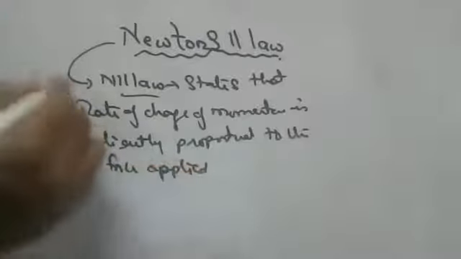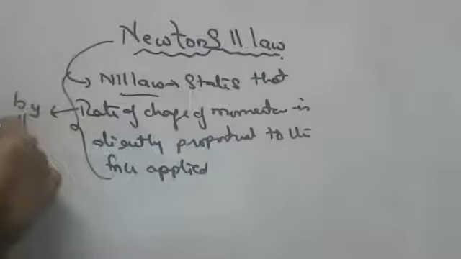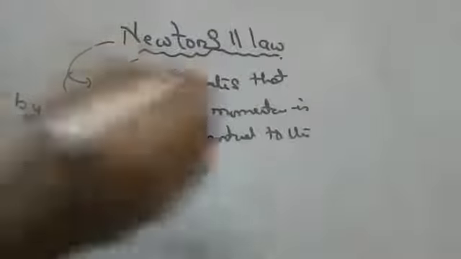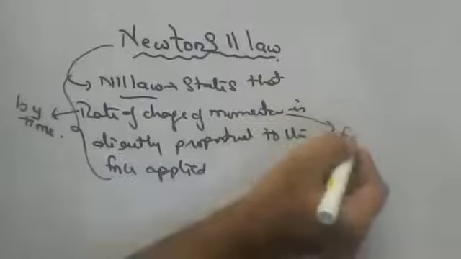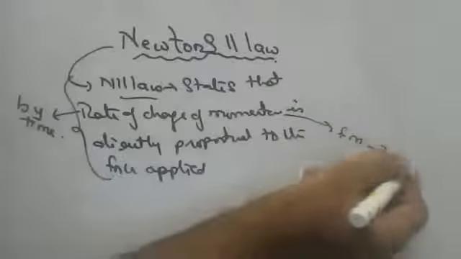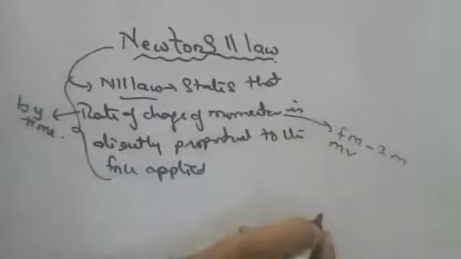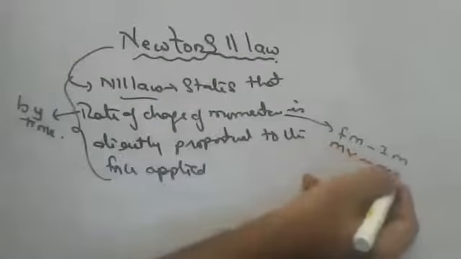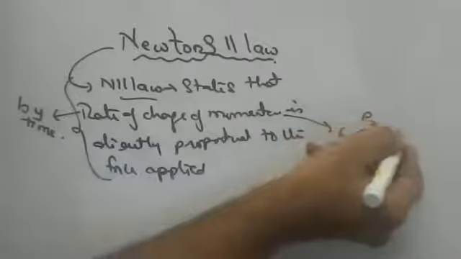This is the definition. Children, in physics, rate means divided by time. Change in momentum means final momentum minus initial momentum. Final momentum means mass into final velocity. Initial momentum means mass into initial velocity. Because yesterday we studied that momentum is equal to mass into velocity.